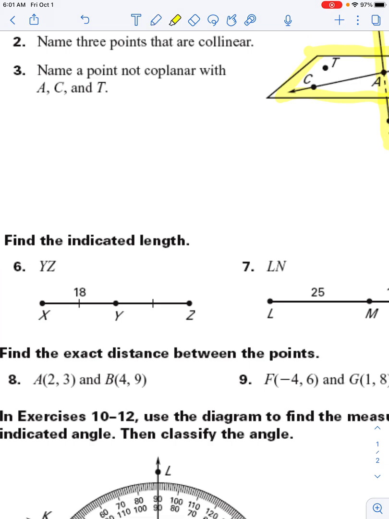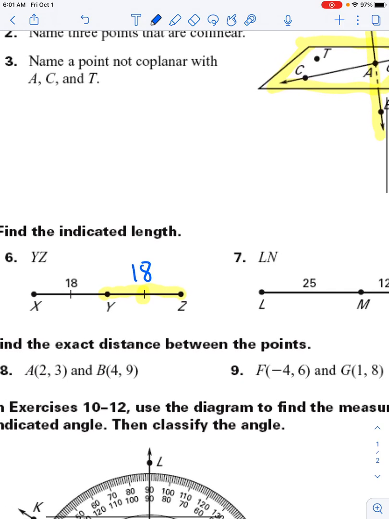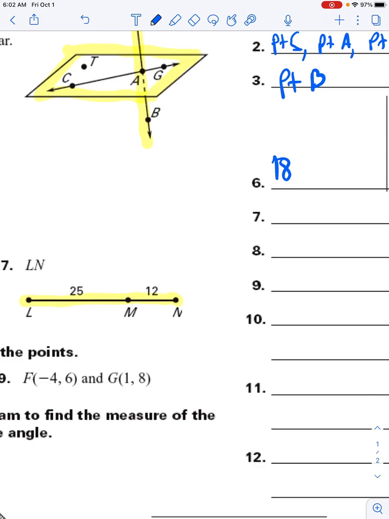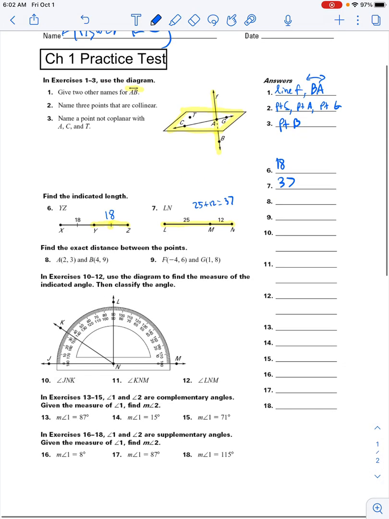Find the indicated length of YZ. YZ is right here. I see it's got this congruence mark, which means that it is also the same as XY. And then L to N. So again, I noticed that some of us on our quizzes weren't actually paying attention to what was being asked. Again, I'm trying to find the entire length of L to N. So that's little segment LM plus little segment MN equals my big segment. So again, 25 plus 12 equals 37. Little plus little equals big.